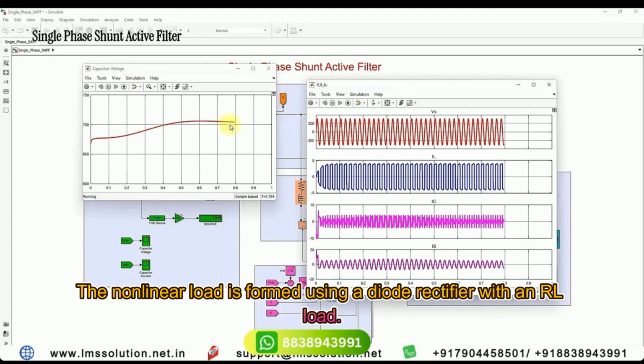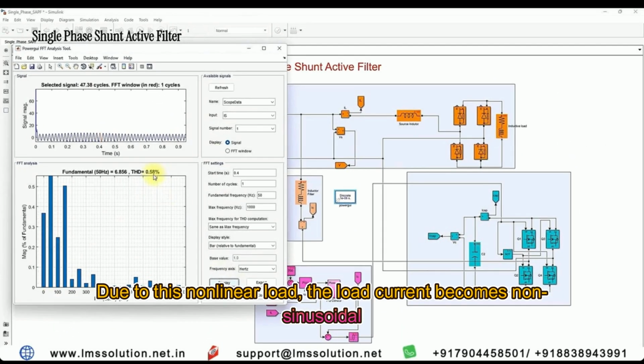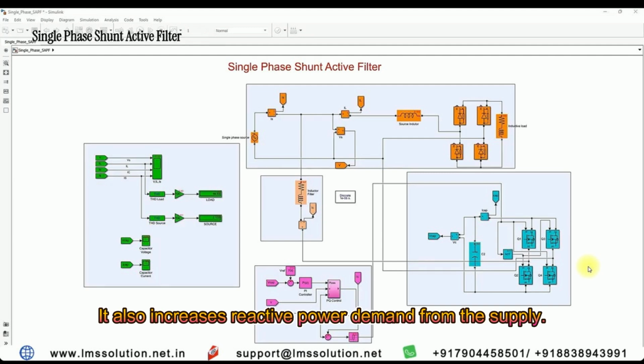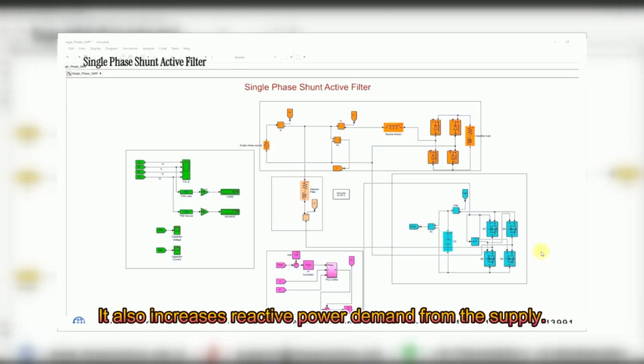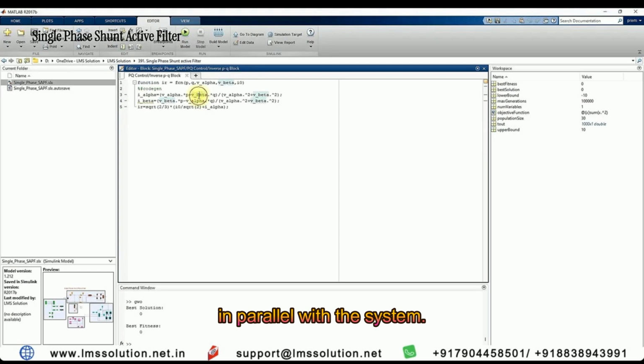The nonlinear load is formed using a diode rectifier with an RL load. Due to this nonlinear load, the load current becomes non-sinusoidal and produces harmonics in the source current. It also increases reactive power demand from the supply. To overcome this problem, a single-phase shunt active power filter is connected in parallel with the system.